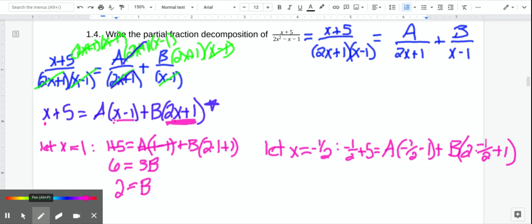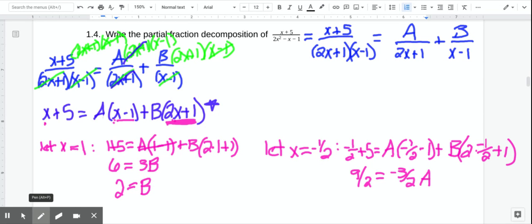5 plus -1/2, that's 4.5. I'm going to write that as 9/2. This is going to give me -3/2 A. And this thing should be 0. It just goes away. I'm going to multiply both sides by the reciprocal, and I get A equals -3.